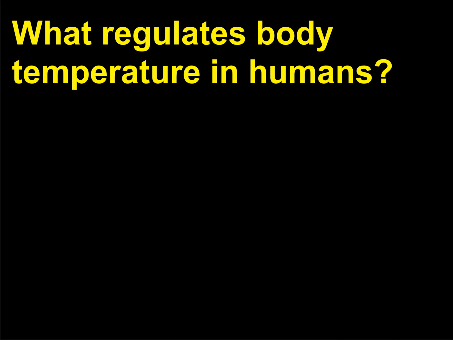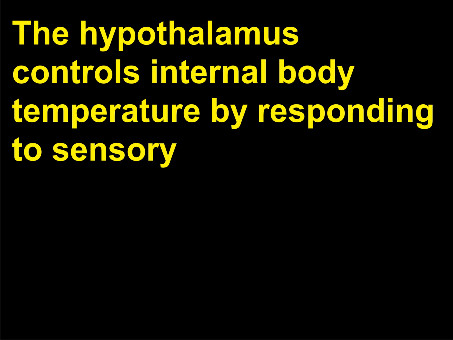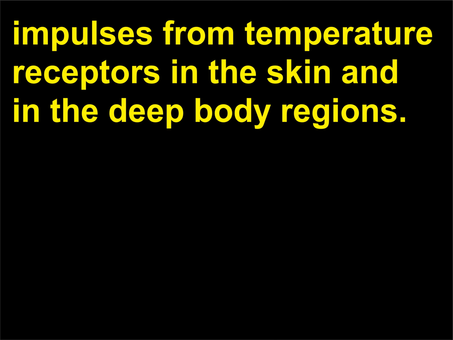What regulates body temperature in humans? The hypothalamus controls internal body temperature by responding to sensory impulses from temperature receptors in the skin and in the deep body regions.